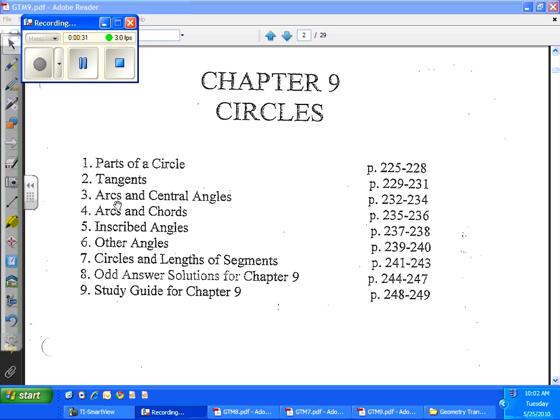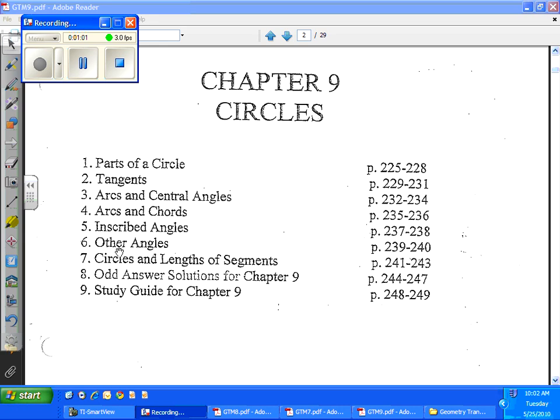We're going to look at arcs and central angles, relationships between arcs. An arc is a part of a circle, not just the noise that a seal makes. Arcs and chords, the relationship between arcs and chords in circles. We're going to look at inscribed angles. Scribe is to draw, to write. So that is to draw inside of a circle.